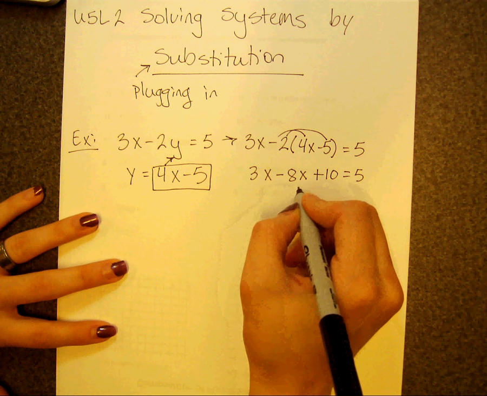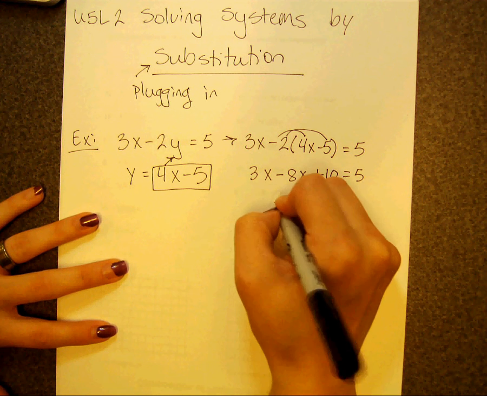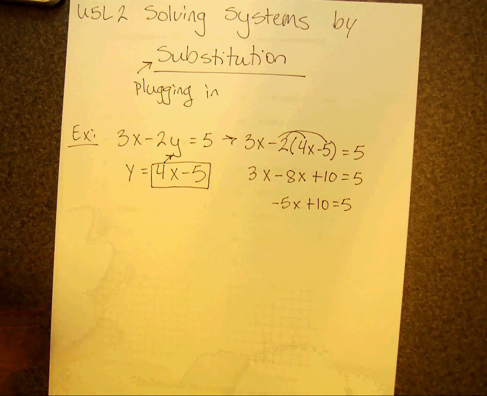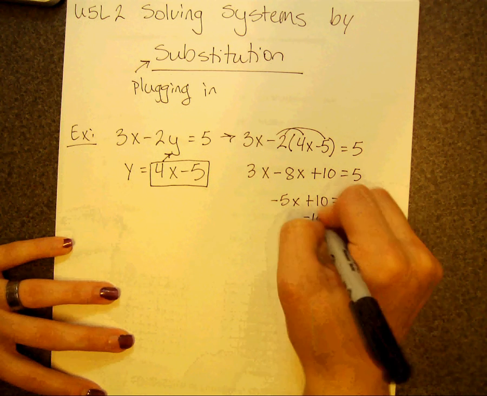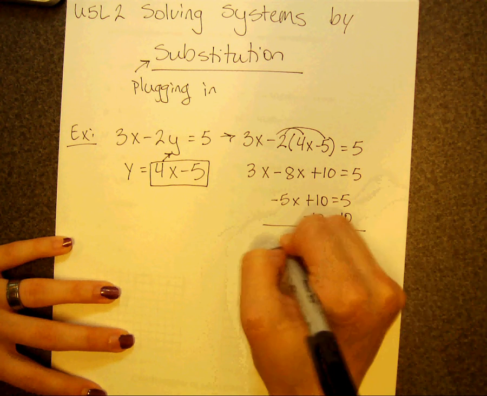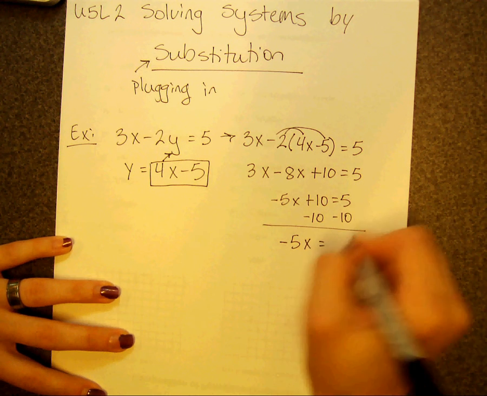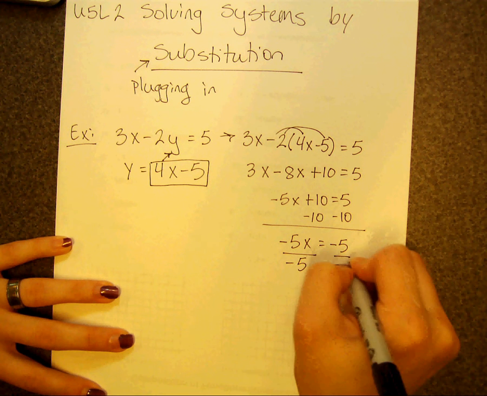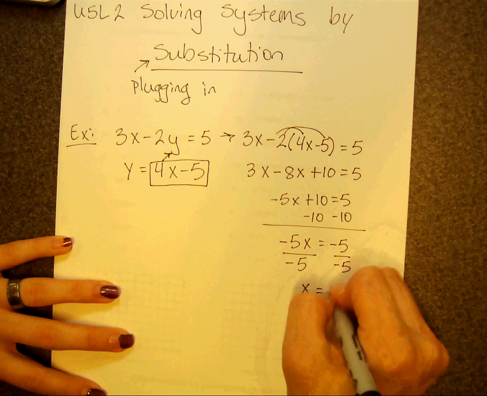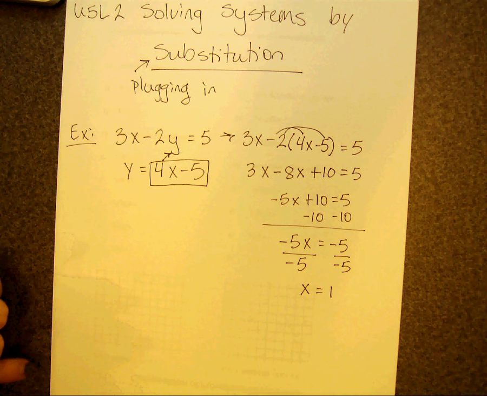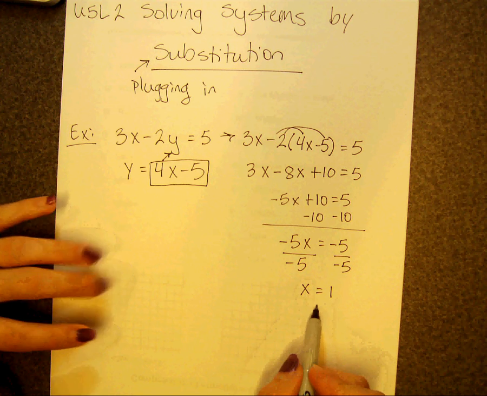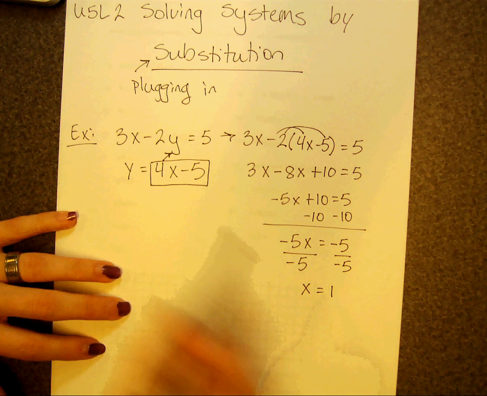3x and negative 8x are like terms. 3x minus 8x is negative 5x plus 10 equals 5. And now I'll just solve. I'm going to subtract 10 from both sides. I get negative 5x equals negative 5, divide both sides by negative 5, and I get x is equal to 1.